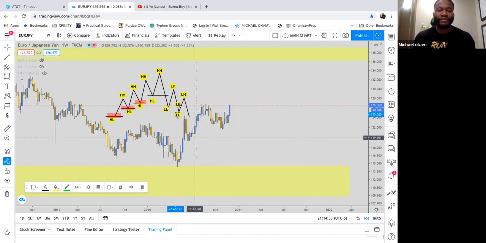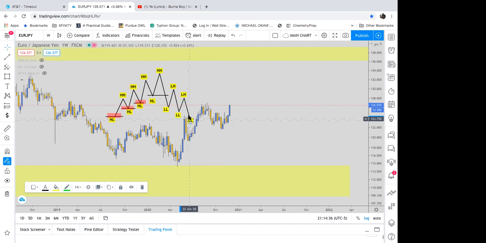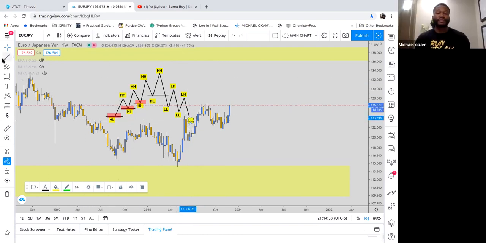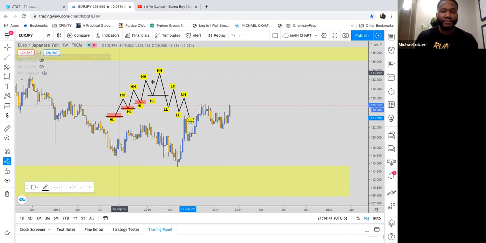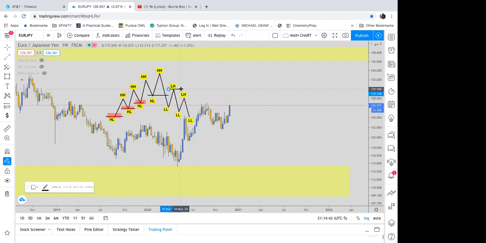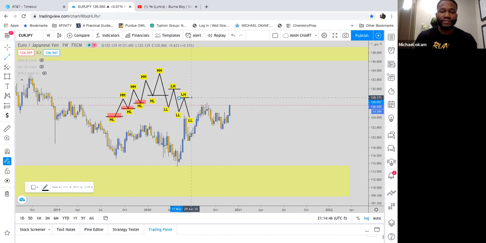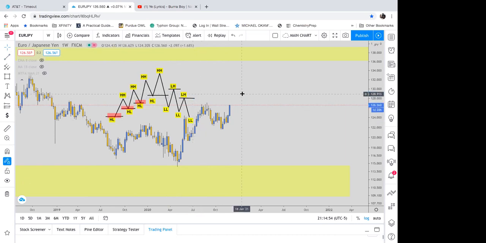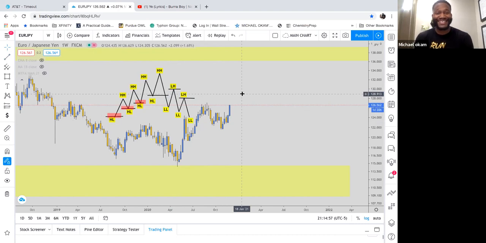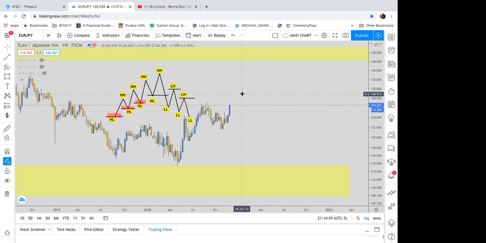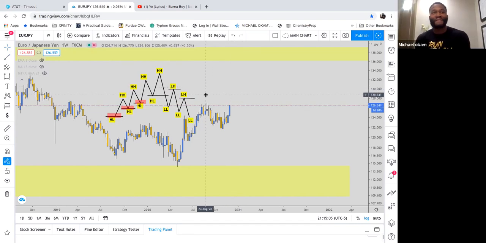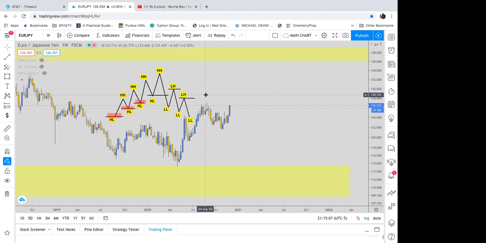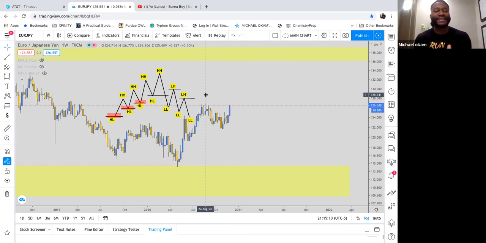Break a structure where? The resistance. Which one? There are multiple resistances. There's one right here, the higher high, and the lower high. Which one? I see two. The first one is to the left. The previous lower high. Somebody said the other one. The previous lower high didn't get broken.